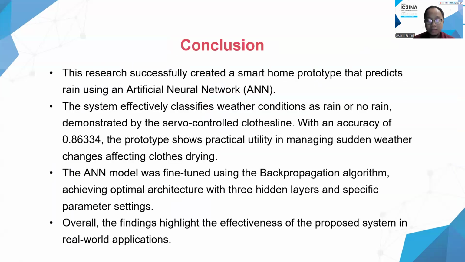Okay, conclusion. This research successfully created a smart home prototype that predicts rain using an artificial neural network. The system effectively classifies weather condition as rain or no rain. The result of accuracy is 86%. And the NN model was fine-tuned using the BPN algorithm, achieving optimal architecture with 3 hidden layers and specific parameter settings. Overall, the findings highlight the effectiveness of the proposed system in real-world application.